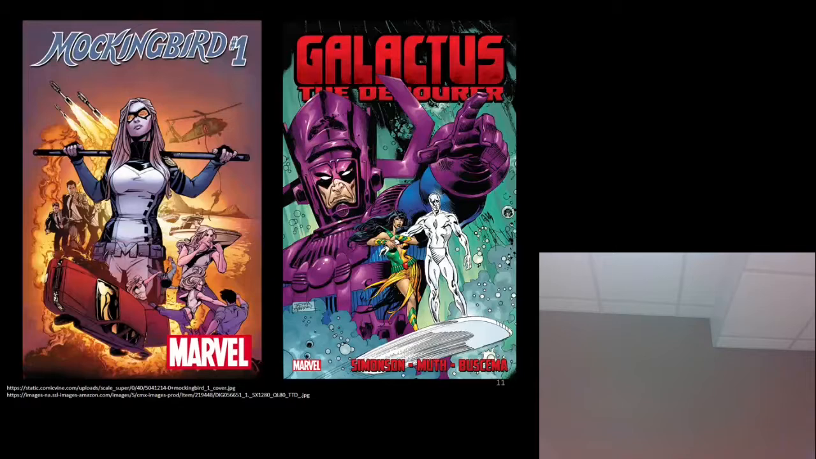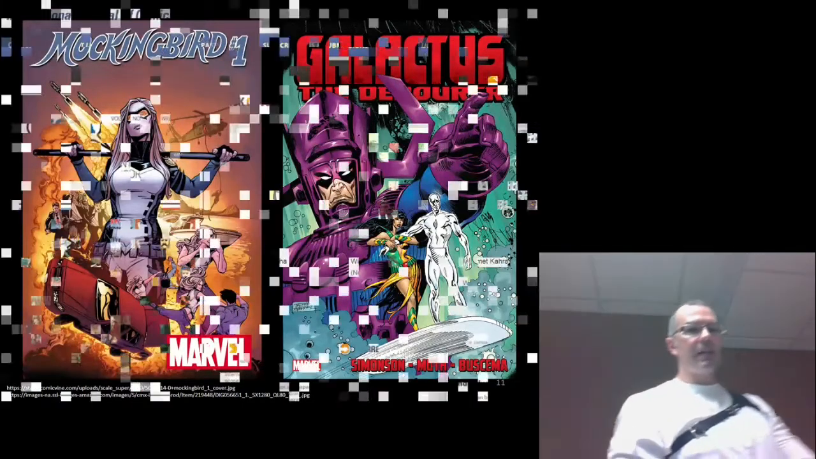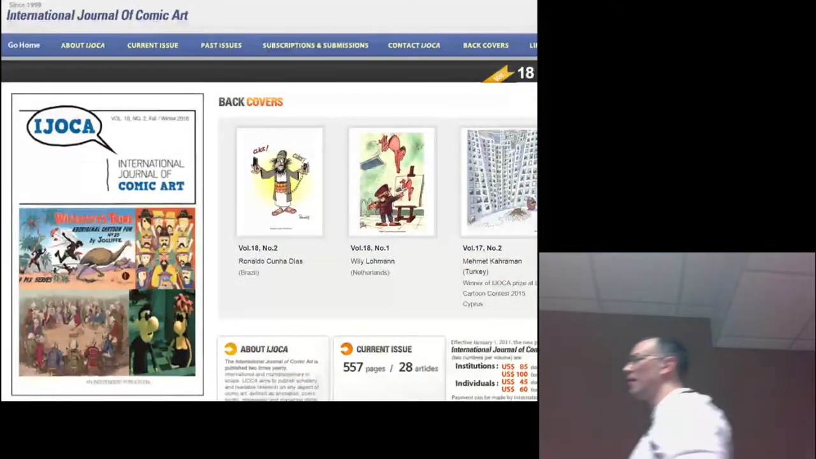So we took a look at how do you understand that this is not a gigantic individual. It's just that she's important, she's powerful, she's central to the story. Whereas here, you understand that he is literally hundreds of stories tall. How does your mind decode that? And we published this in the International Journal of Comic Art.